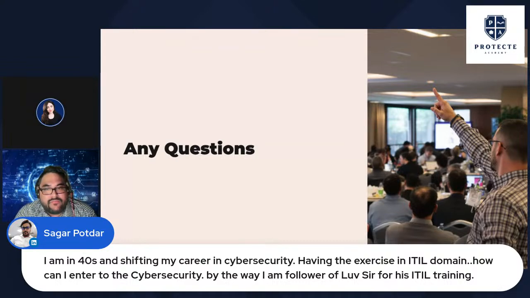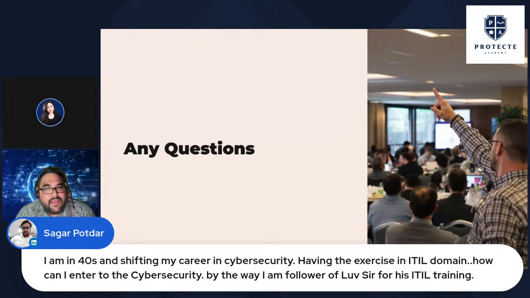First of all, thank you for saying that, and yes, a lot of people know me because of ITIL. Initially, I used to have a lot of lectures on YouTube on ITIL as well, but then I shifted gears towards cybersecurity, because at that time I realized that is the future. Cybersecurity is the future. GRC is the future. So similarly, Sagar, I would vouch the same for you. You definitely enter cybersecurity as soon as you can.